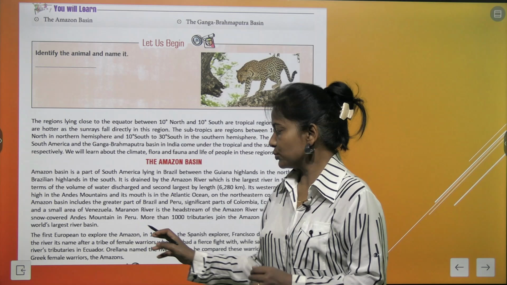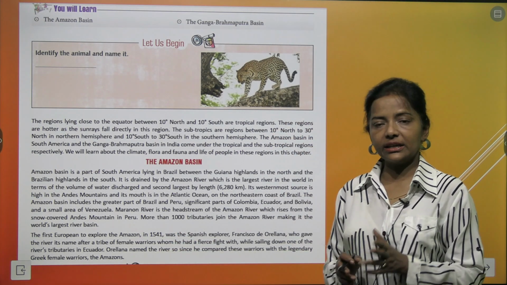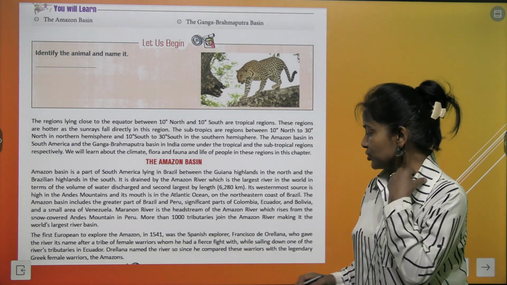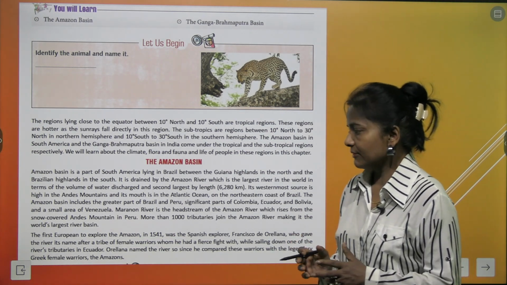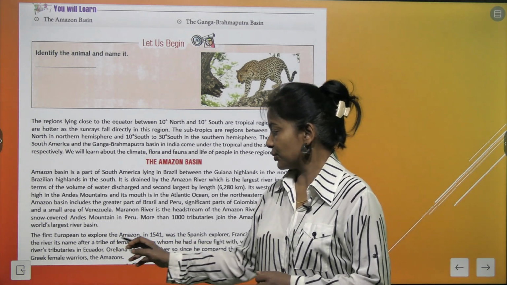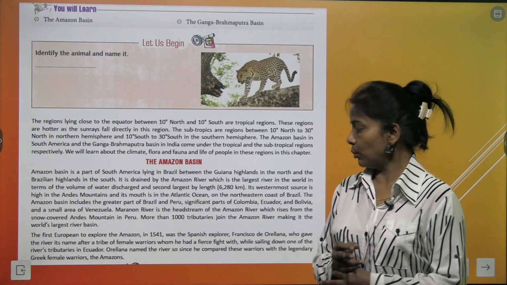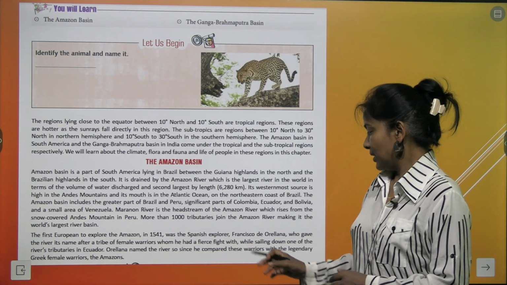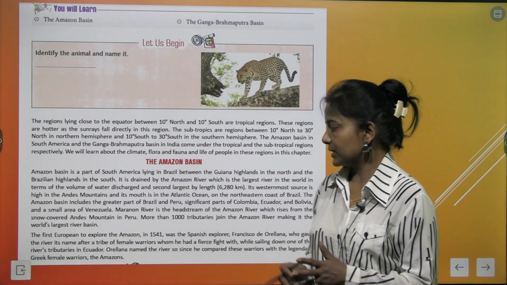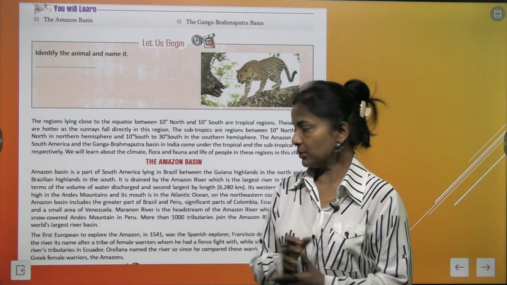The first European to explore the Amazon in 1541 was the Spanish explorer Francisco de Orellana, who gave the river its name after a tribe of female warriors whom he had a fierce fight with while sailing down one of the river's tributaries in Ecuador.